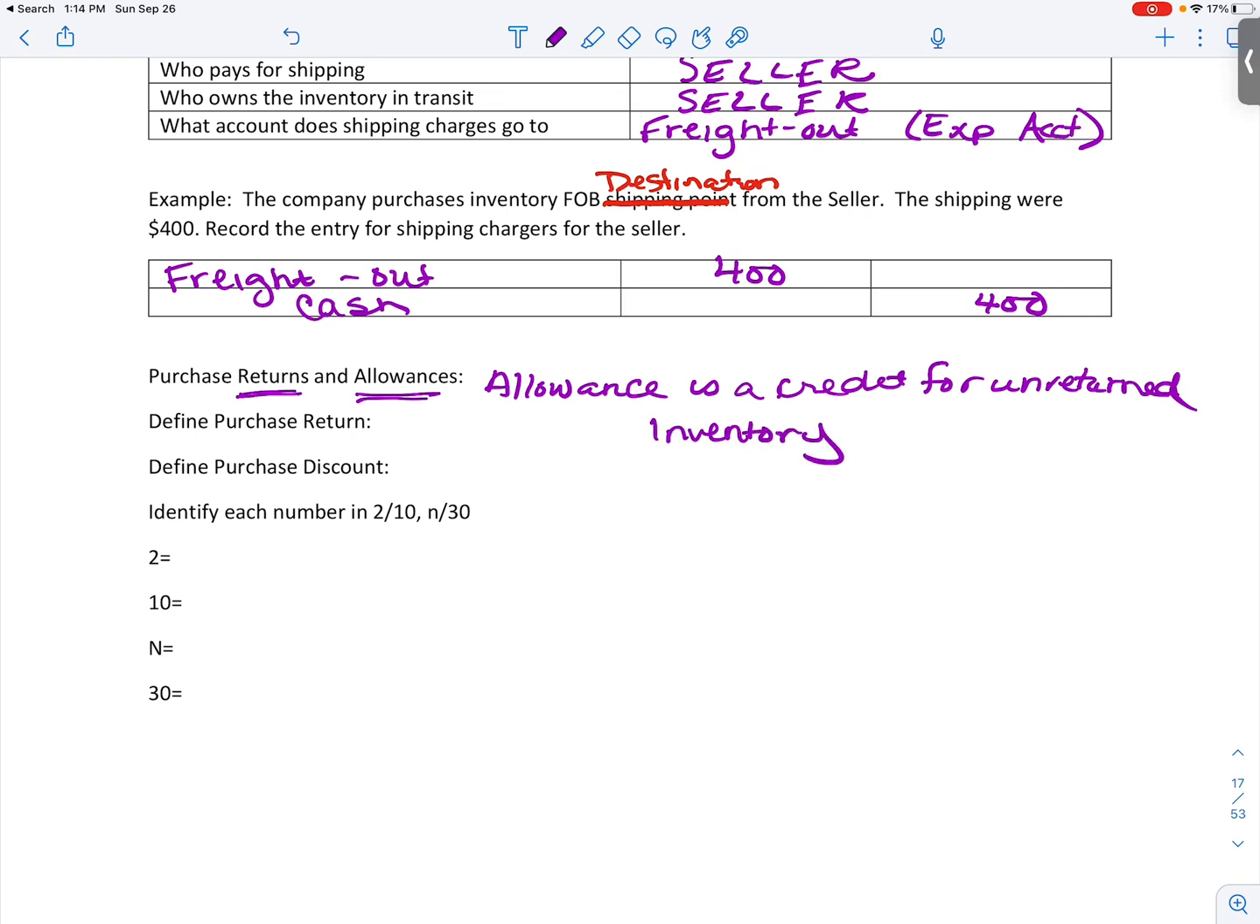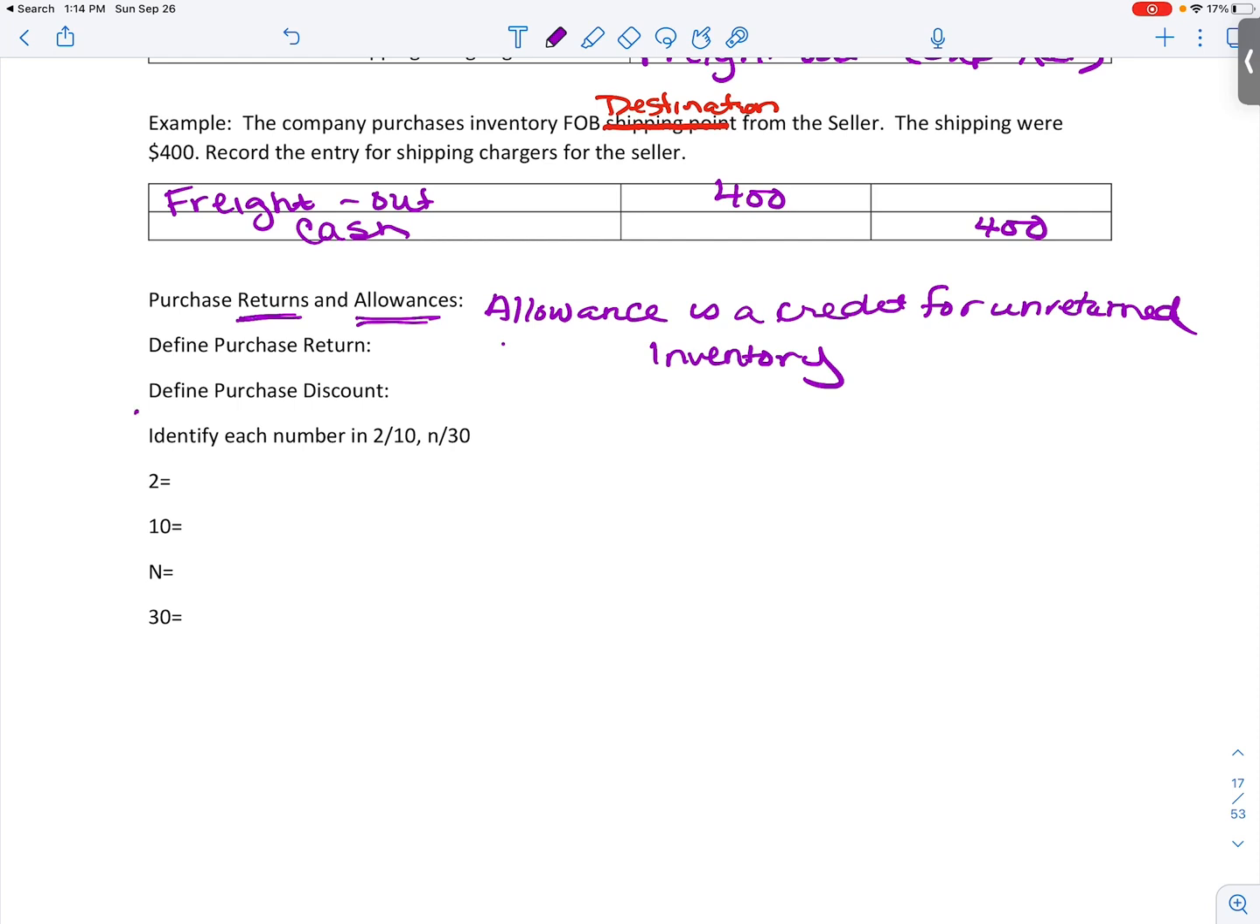So let's say you bought a bunch of pens and you wanted blue pens. They sent you a whole box. They were red pens. They're going to tell you, you can keep them. I'll take $50 off the charge. That's what an allowance is. So you keep the merchandise, you just pay less for it.